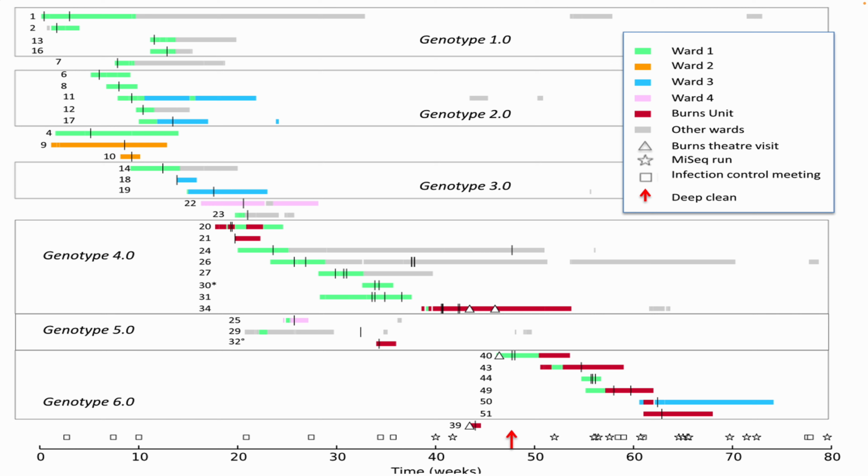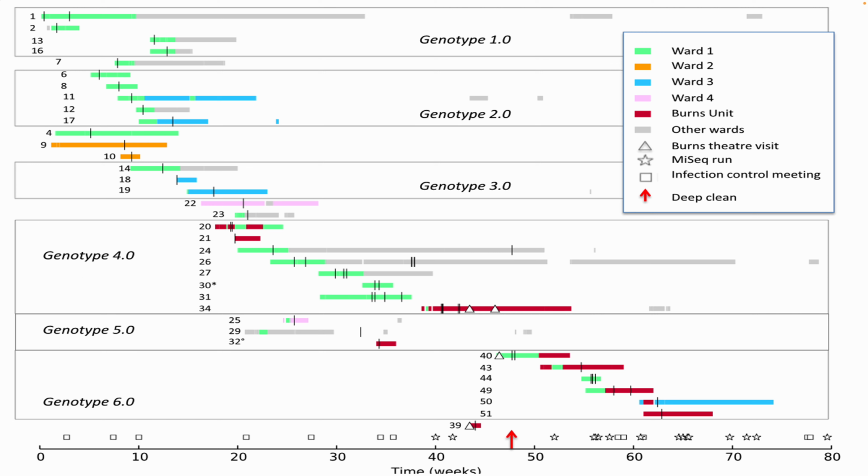Now, when we map this onto time and space, we saw interesting and interpretable patterns here. So we looked at the wards. They're coloured by the wards in the hospital, and by the weeks in the outbreak, and these are the individual patients. We can see that we started off in ward 1 with this genotype 1, and two patients there at the beginning had identical strains at the same time.